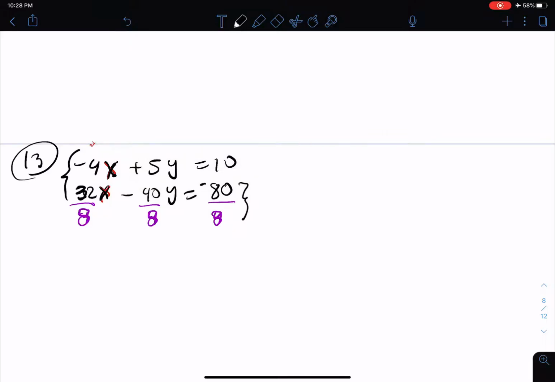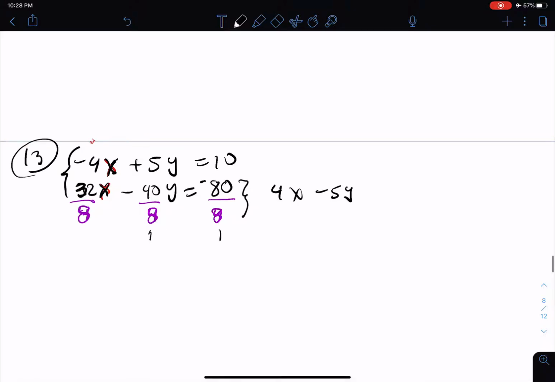So I divide the left and right by 8, and so I've got a new equation. It's the same as the old one in terms of the answer. 32x divided by 8 gives me 4x. And right here, negative 40 divided by 8 is negative 5y. And negative 80 divided by 8 is negative 10. And now I just copy the first equation down, which says negative 4x plus 5y equals 10. And look, it's ready to go.